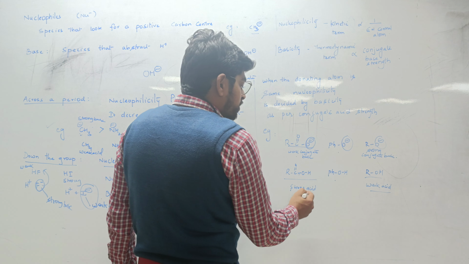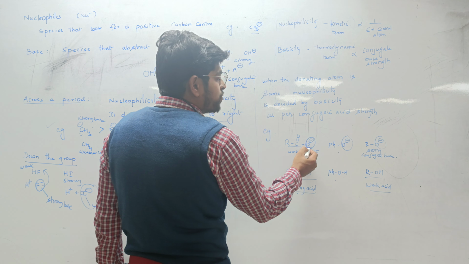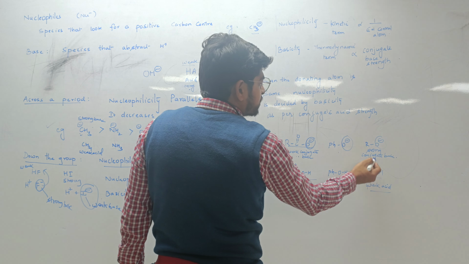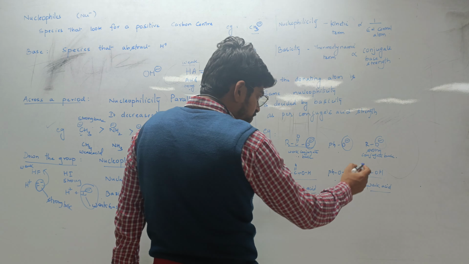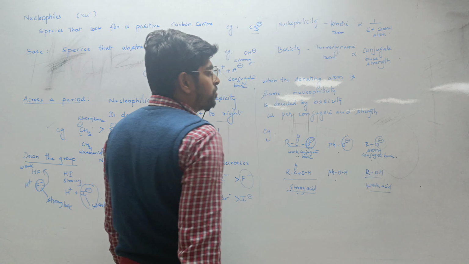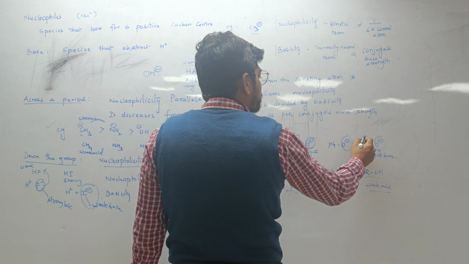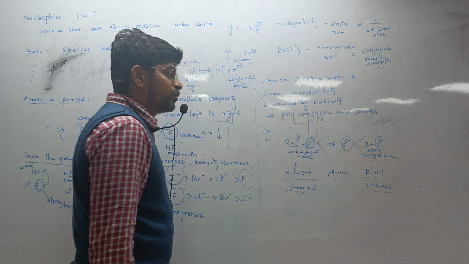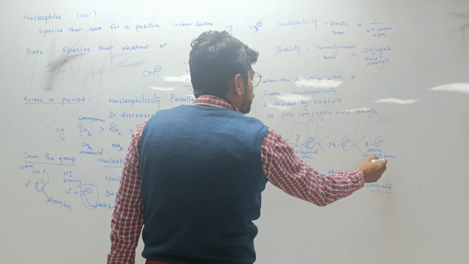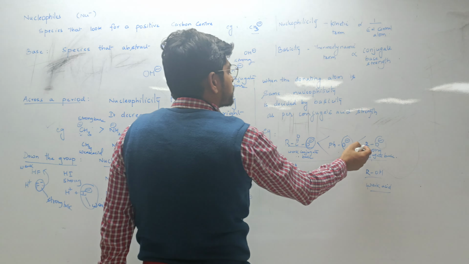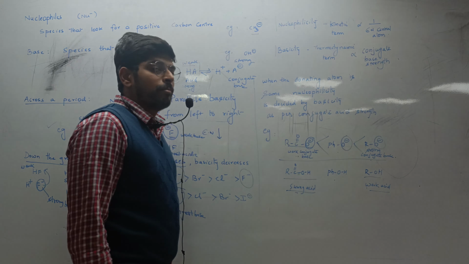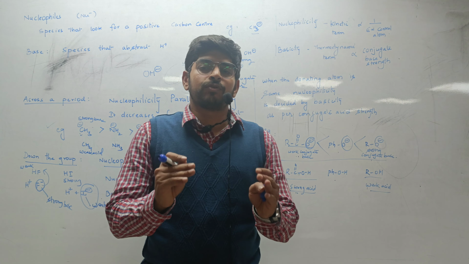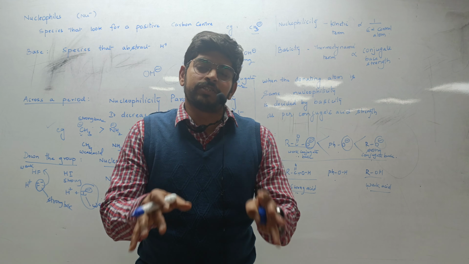Phenol lies in between. So if it is a strong acid, the conjugate base will be weak. If it is a weak acid, the conjugate base will be strong. So if it is a strong conjugate base, then it will be a better nucleophile. If it is a weak conjugate base, it will be a poor nucleophile. So the nucleophilicity order is this. RO minus or alkoxides are better nucleophiles. This is how you decide nucleophilicity.